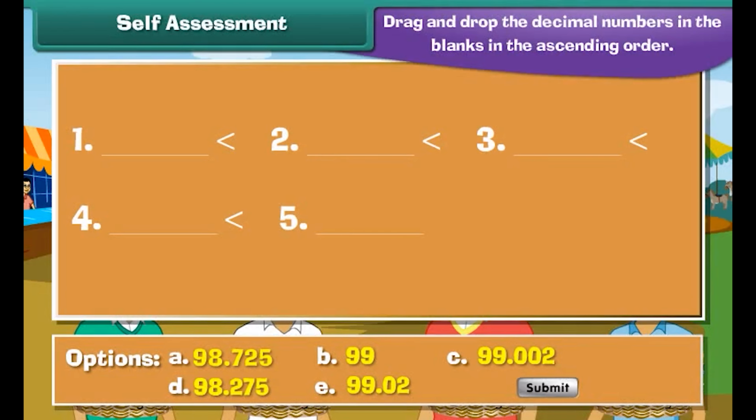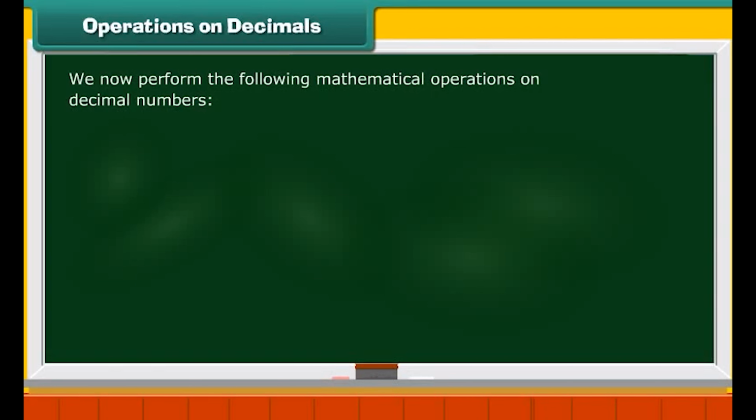Self-assessment. Drag and drop the decimal numbers in the blanks in the ascending order. Operations on decimals. We now perform the following mathematical operations on decimal numbers: addition, subtraction, multiplication, division. Let us look at the above mathematical operations in our further screens.